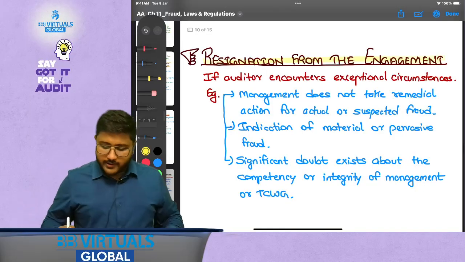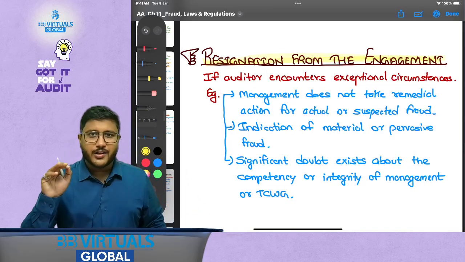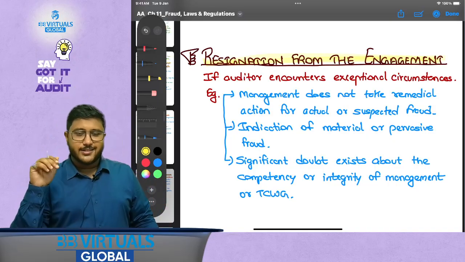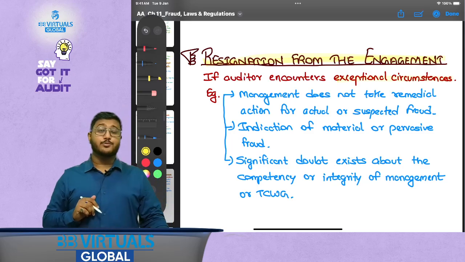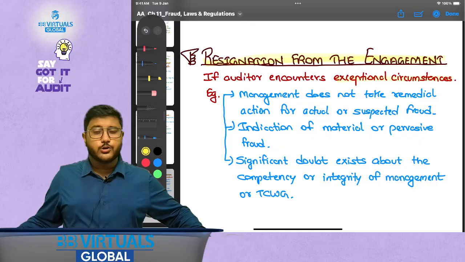Now, resignation from the engagement. When could the auditor resign? When the water has moved above your head, right? In Hindi we call it sir se upar pani jana. So if the auditor encounters exceptional circumstances, this is called sir se upar pani jana. When the auditor encounters exceptional circumstances, then the auditor would be able to resign.